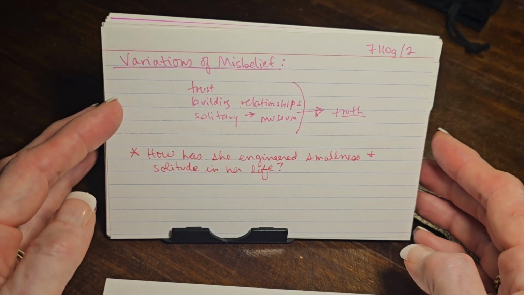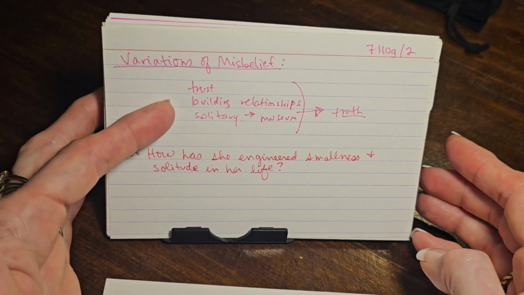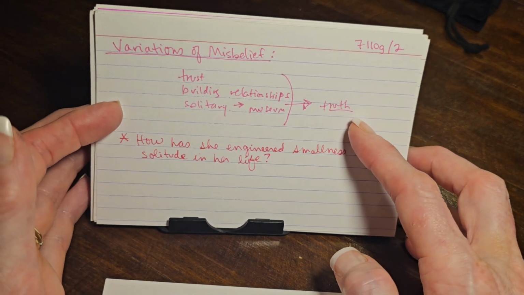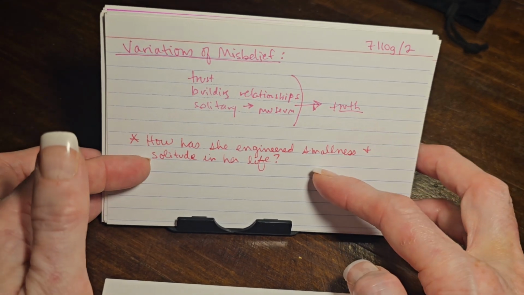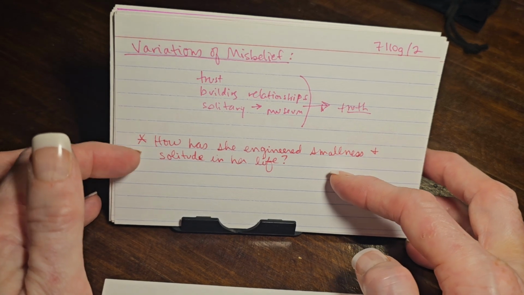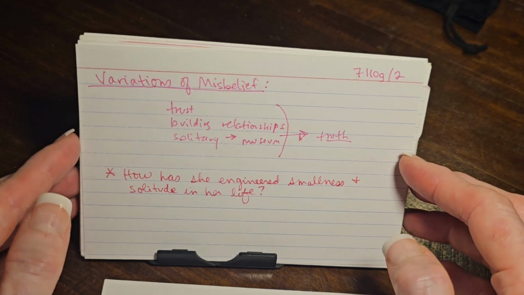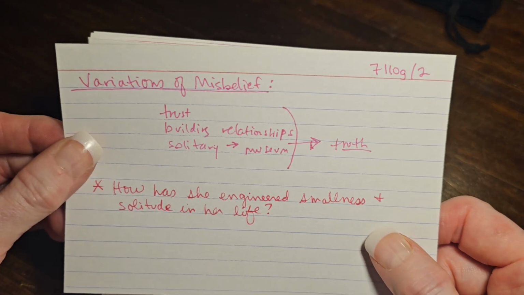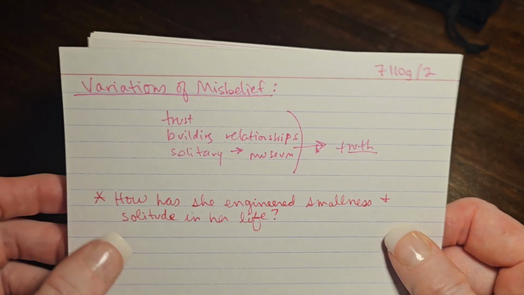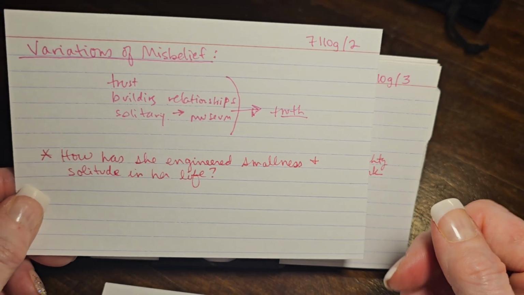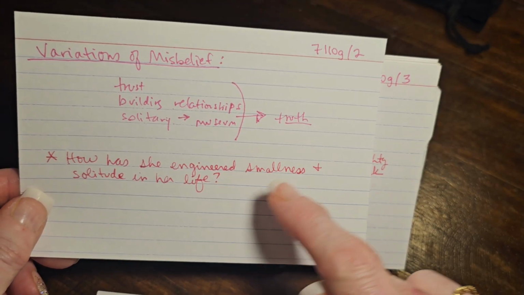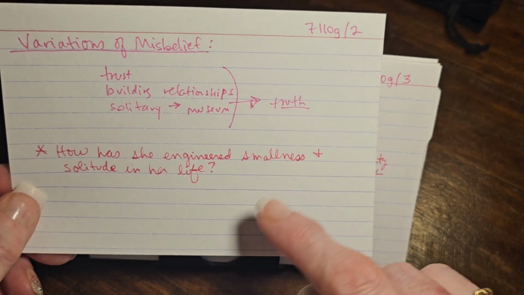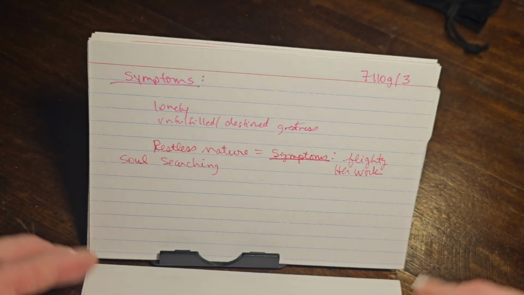Here I've got some variations of the misbelief. Trust, building relationships. She's solitary. She has problems with people telling her the truth and believing them. Question to myself, how has she engineered smallness and solitude in her life? Again, those are really good character building blocks, just using those cards to ask yourself questions so that as you're drafting those scenes, maybe you're going to set her misbelief cards aside and have them at hand as you're writing to remember you might want to insert these questions in the narrative as a way to bring those items to the attention of your dear reader.